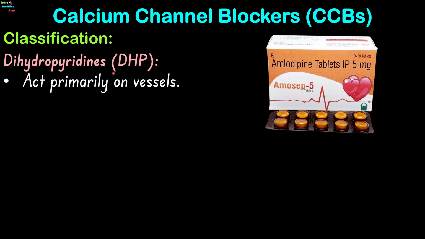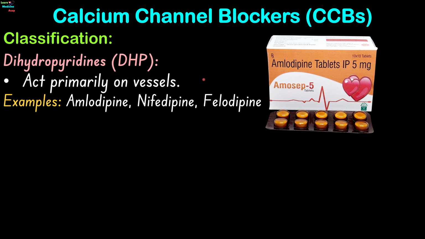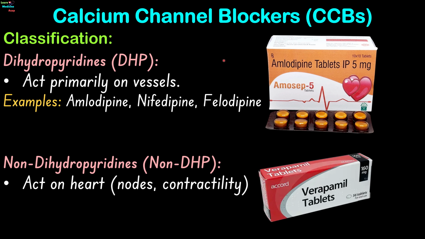The first group is the dihydropyridines, which act primarily on blood vessels. Common examples include amlodipine, nifedipine, and felodipine. The second group is the non-dihydropyridines, which have more pronounced effects on the heart, specifically on the sinoatrial and atrioventricular nodes, as well as on myocardial contractility. Key examples here are Verapamil and diltiazem.